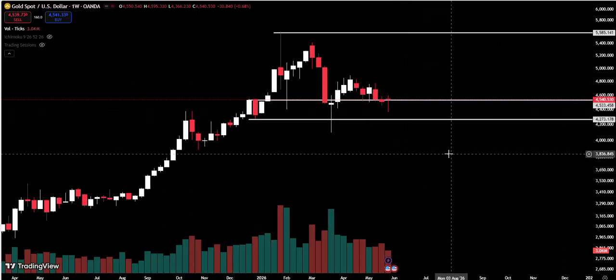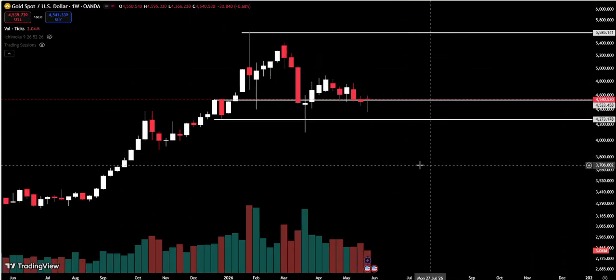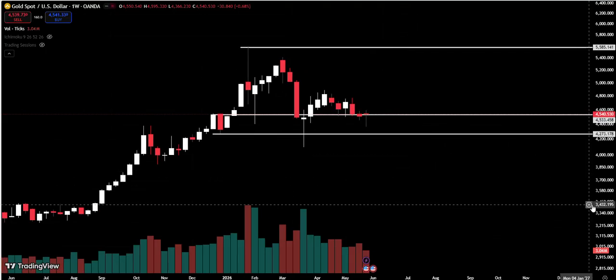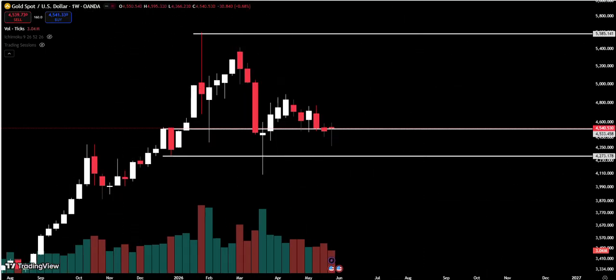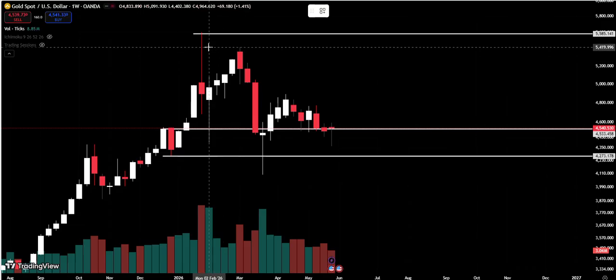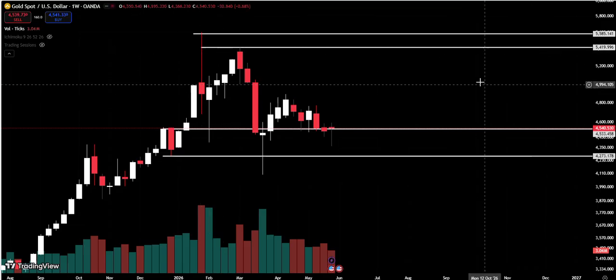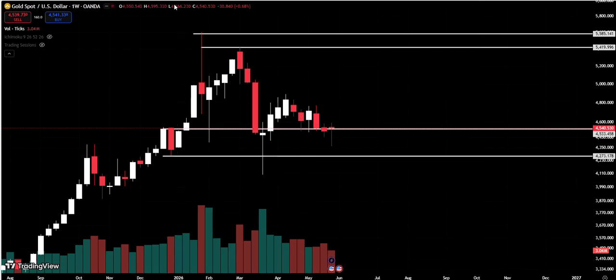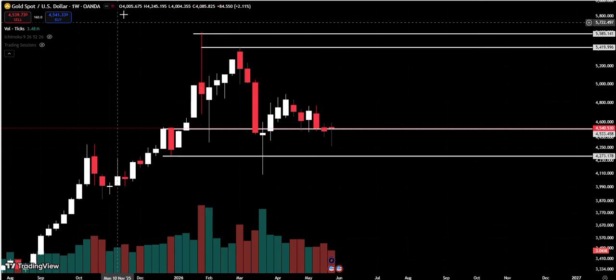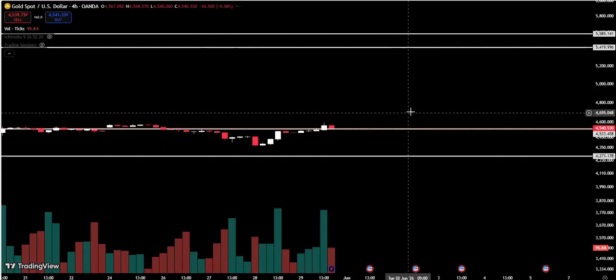Okay, so for an accurate and precise entry, let's jump into the smaller time frame. Let me draw the line in this exact resistance area so that it's going to be easy for us to look at what the market was doing in a smaller time frame. So we're gonna see the chart in the 4 hour time frame now.